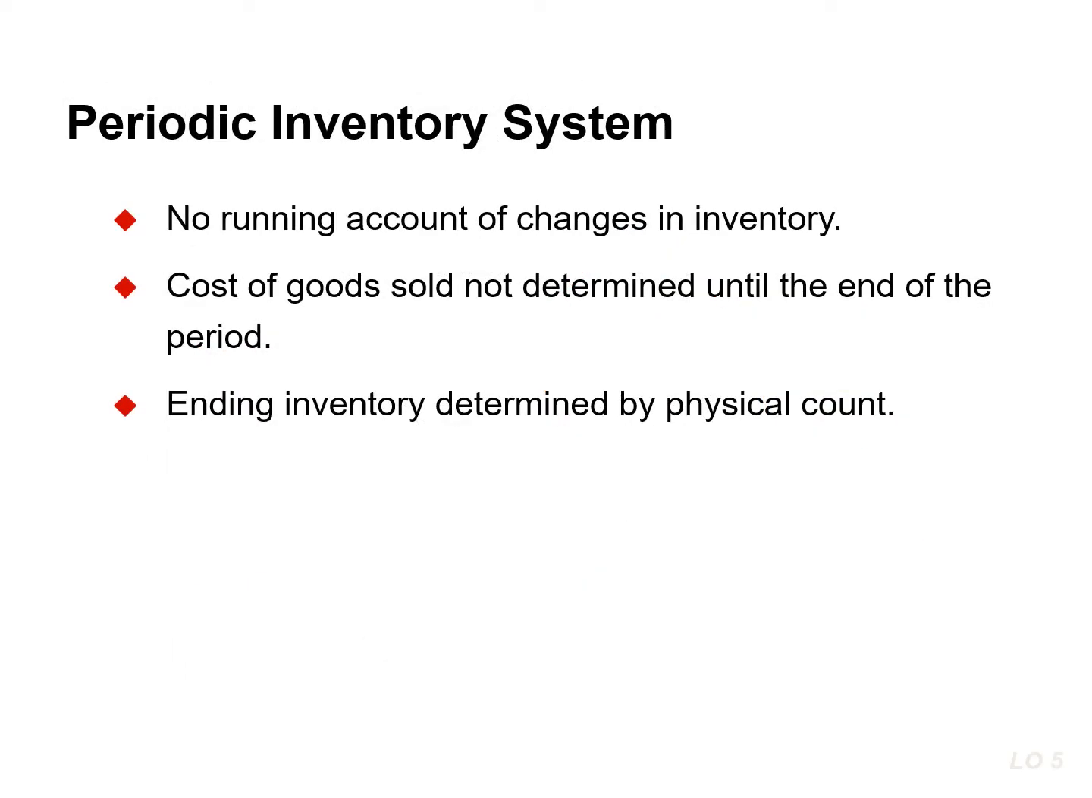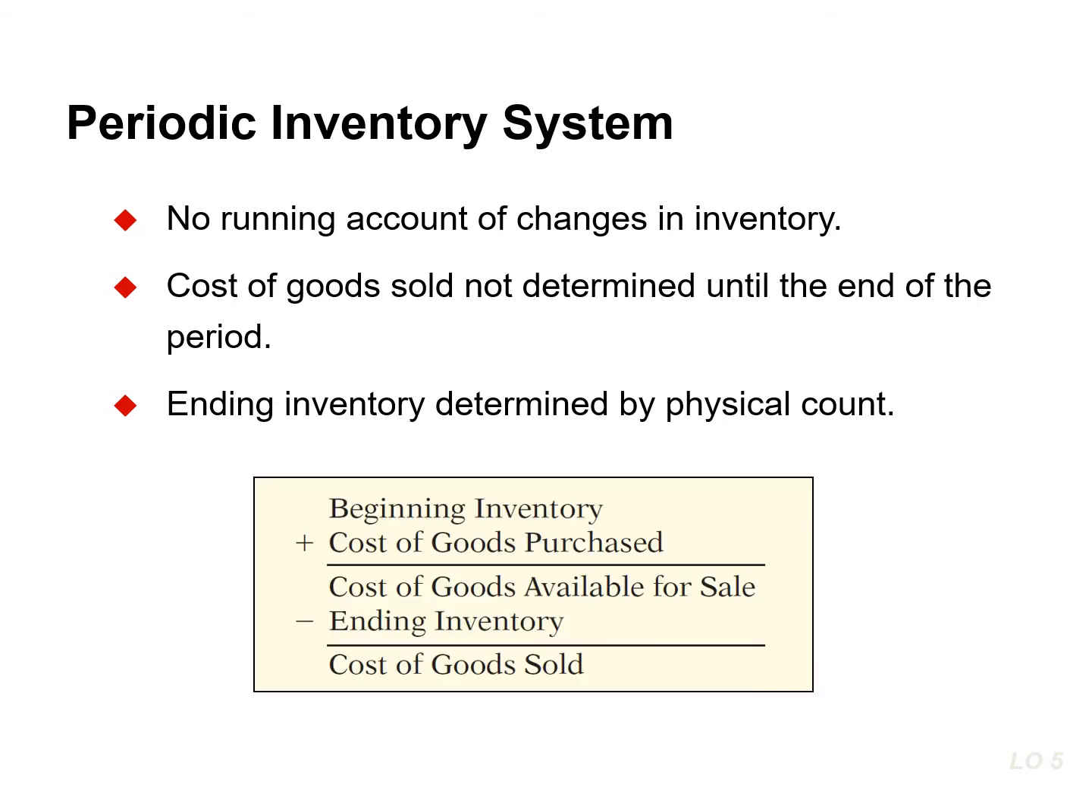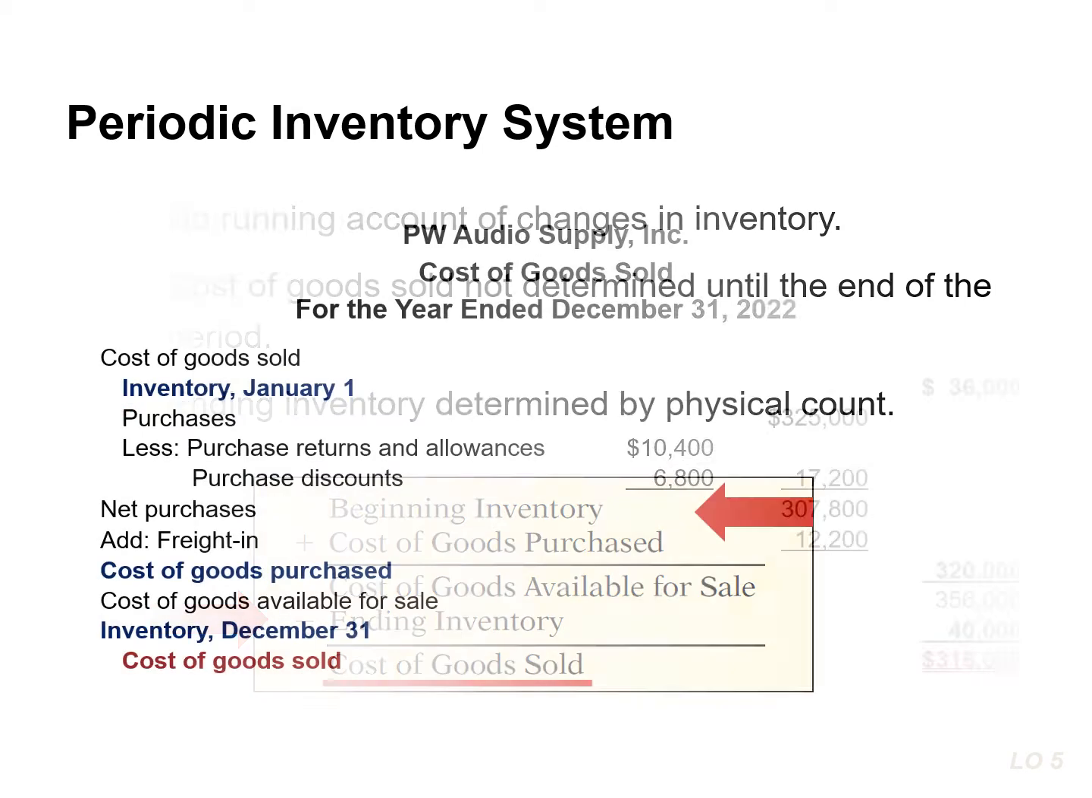A company using a periodic system does not determine cost of goods sold until the end of the period. At the end of the period, the company performs a physical count to determine the ending balance of inventory. It calculates the cost of goods sold by subtracting the ending inventory from the goods available for sale. The goods available for sale is the sum of the beginning inventory plus purchases.